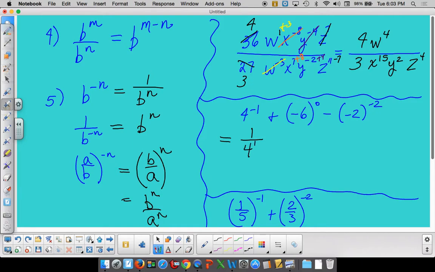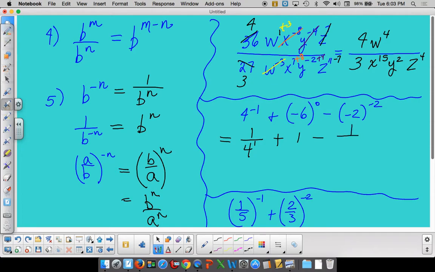So in other words, 4 to the negative 1 is just 1/4. Negative 6 to the 0. Anything to the 0 power is 1. So that's just 1. And then this last one, it's a negative 2 power.